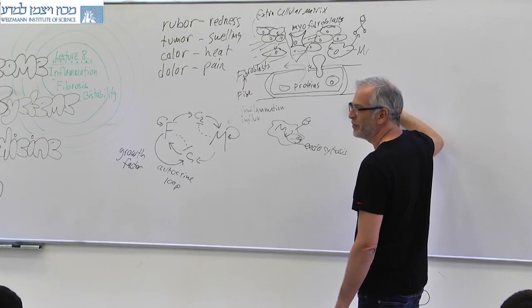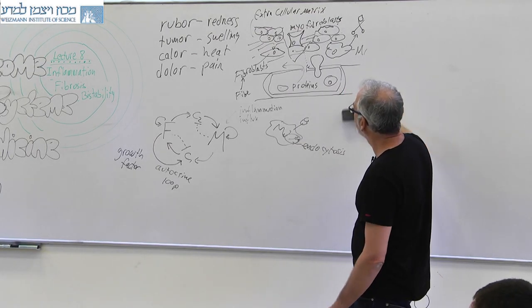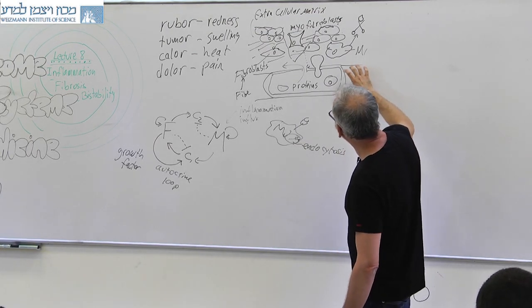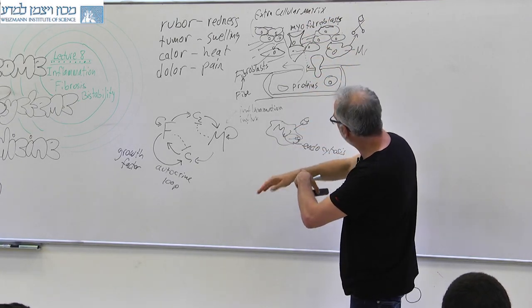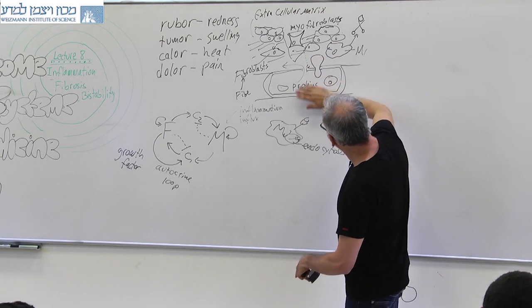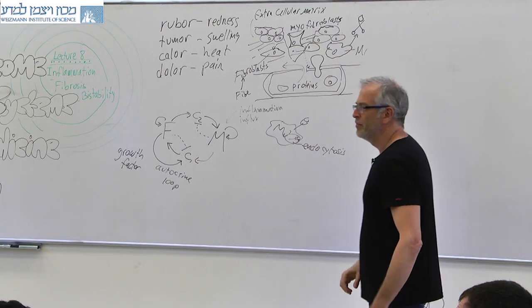You want to make a picture? Is the blood vessel going into the page or what? Yeah, so I attempted to make a blood vessel that's kind of like that, and I try to open it up to show what's inside the blood vessel. So I took a little piece out of that.